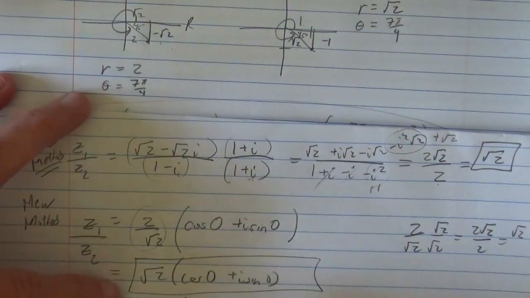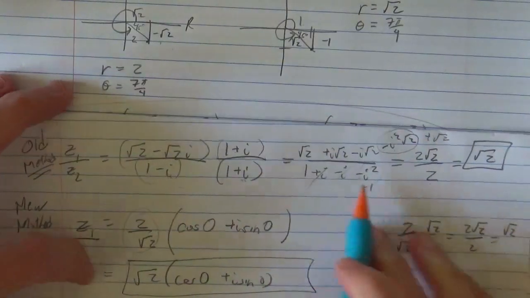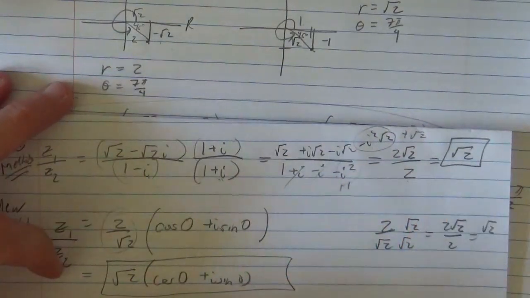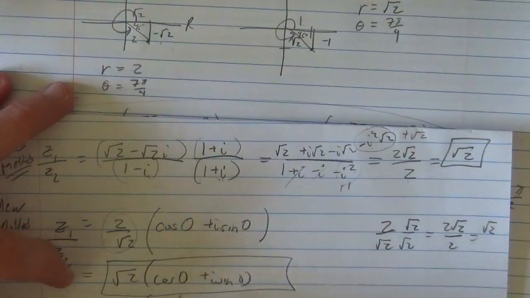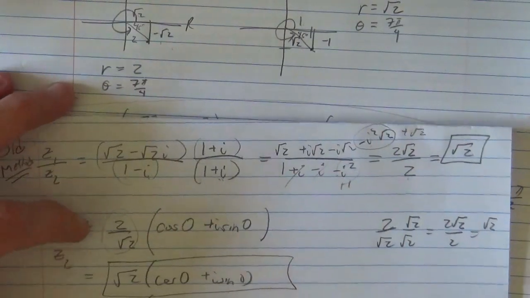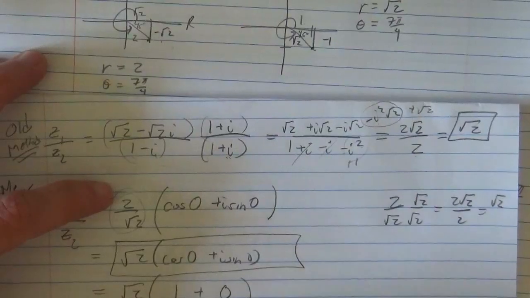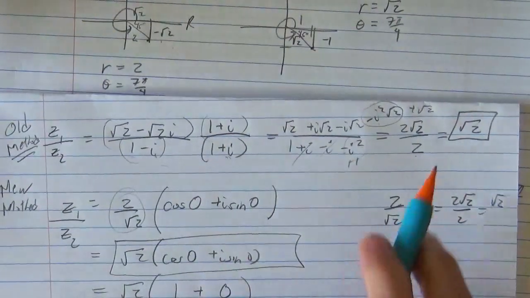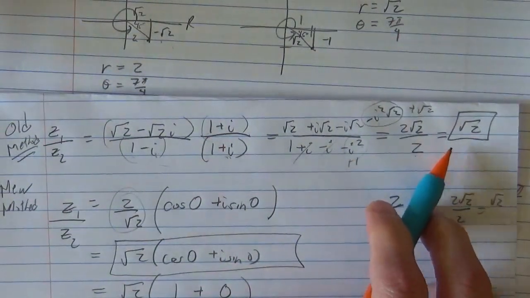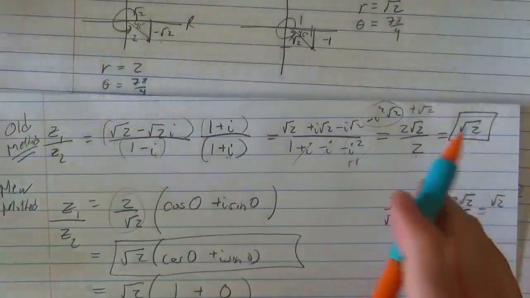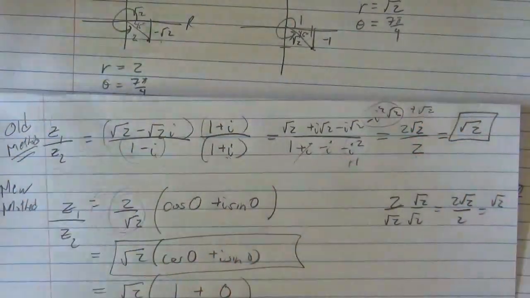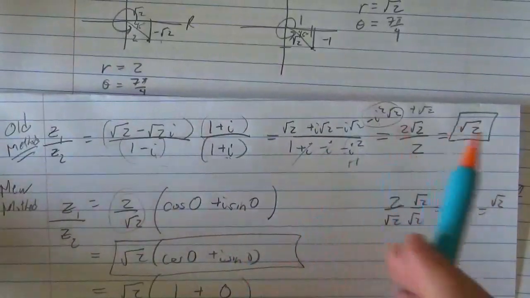Now to check to see if this answer matches the answer we got with our old school method, all you have to do is convert it to standard form. Cosine of 0 is the same thing as 1, and then the sine of 0 is the same thing as 0. So I do indeed get root 2 when I simplify that. So woohoo! They match. And again, it's like, oh God, seems like a lot of rigmarole. Why? But we will see why in a second.